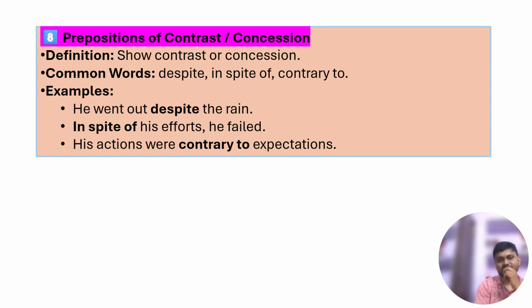This means that it was raining and it was not conducive to go out, still he went out. In spite of his effort, he failed. This shows that even though he worked hard, he could not succeed. And the last example is his actions were contrary to the expectation. This sentence also shows the contrast.